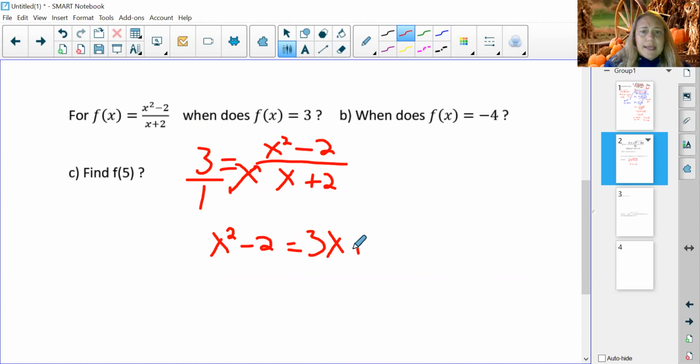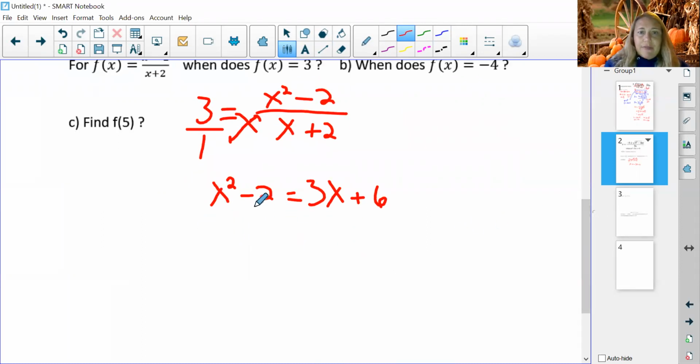Okay, and right now I have a whole bunch of choices for what I could do. Okay, if I wanted to right now, I could graph this. I could graph this and see where they cross. Okay, or I could bring all the terms over to one side. And it's not going to factor, but I could use the quadratic formula. Right, so that'll be -3x. Let's see, when I subtract 6 from both sides, I get -8. So I could use the quadratic formula.